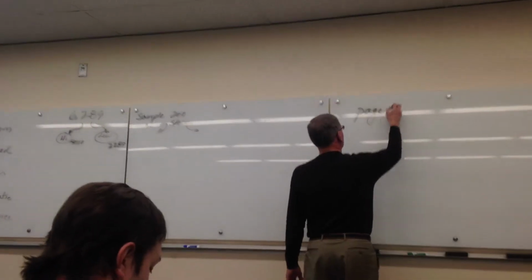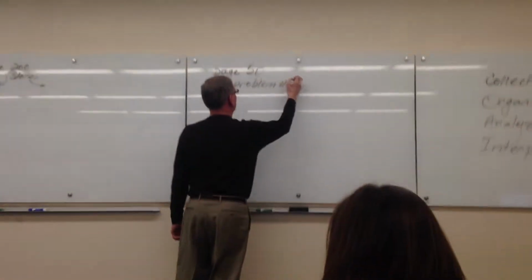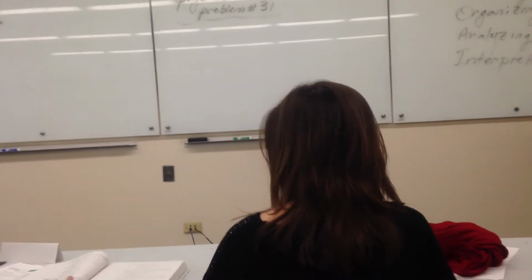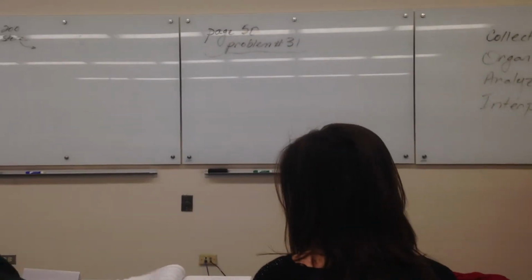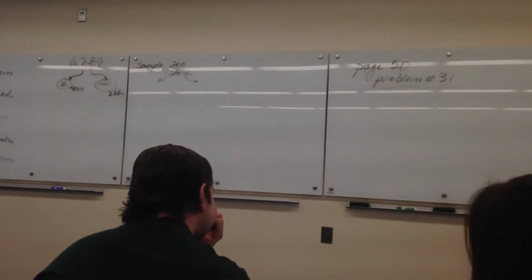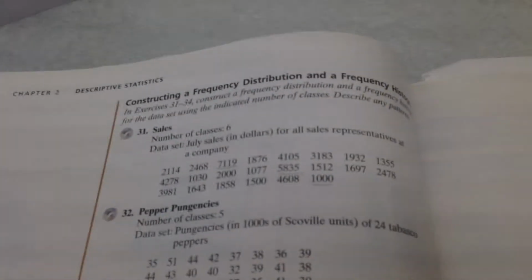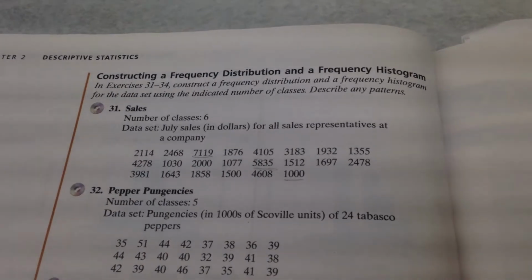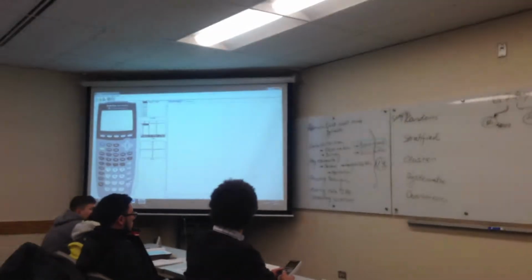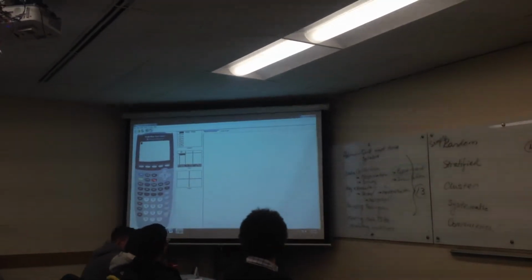Page 50. Problem number 31. And if for some reason you're without the book, follow along and put the same numbers that I'm putting in, because I'm going to do it as you're doing it. So if we have a set of data that we want to look at, calculate, create some statistics, this problem is actually some sales data for all the sales reps at a particular company in July.